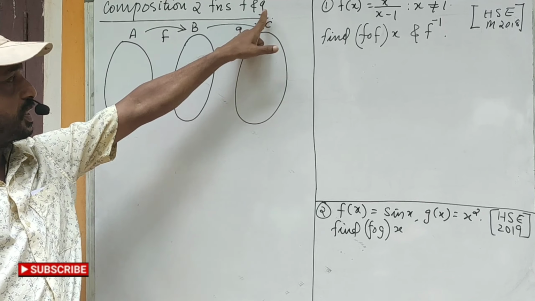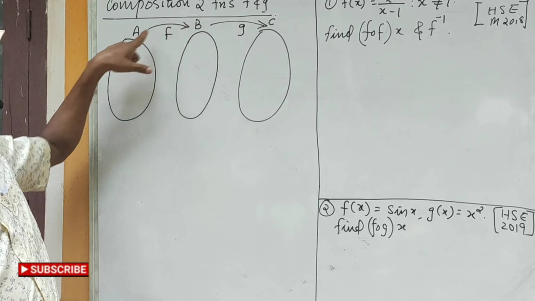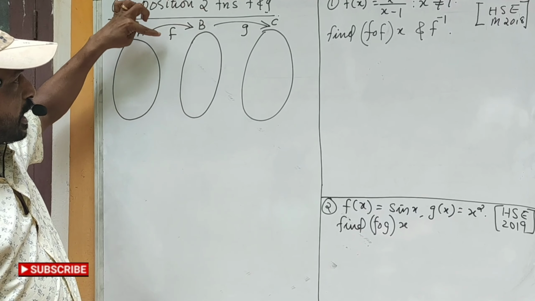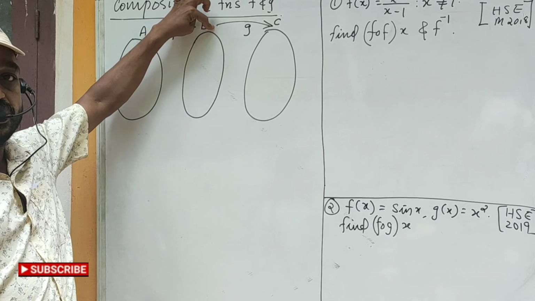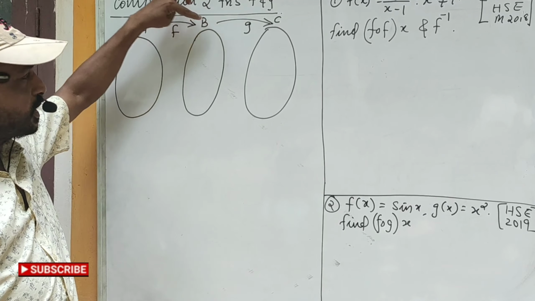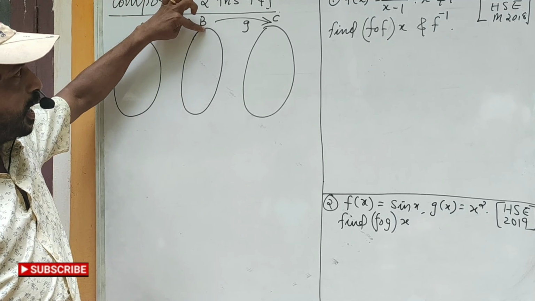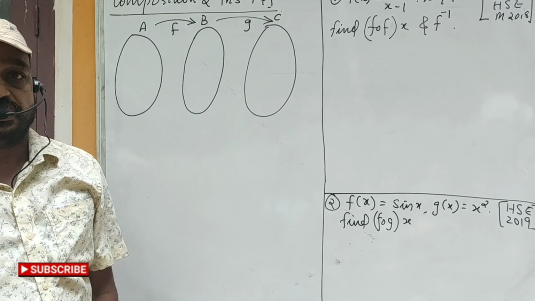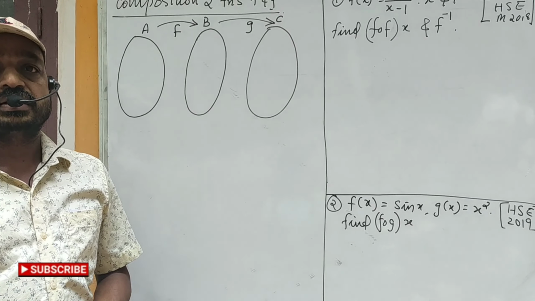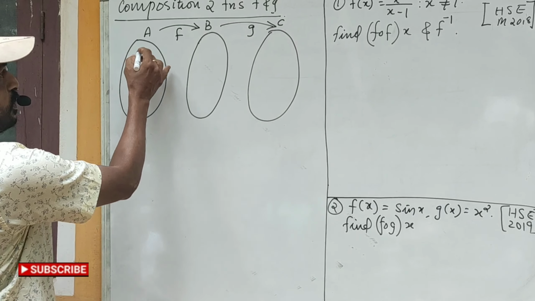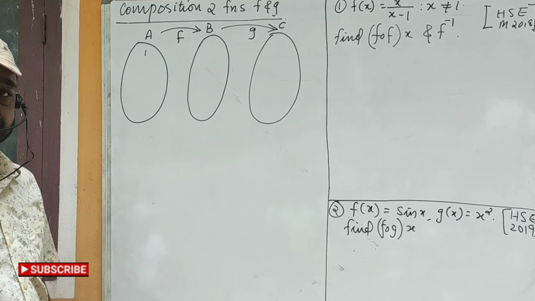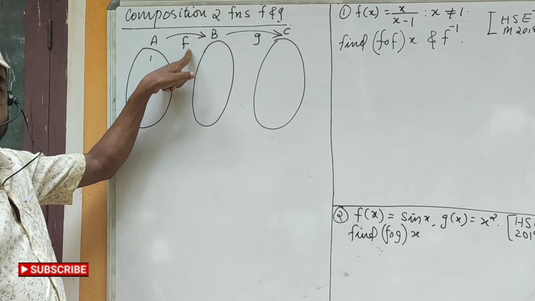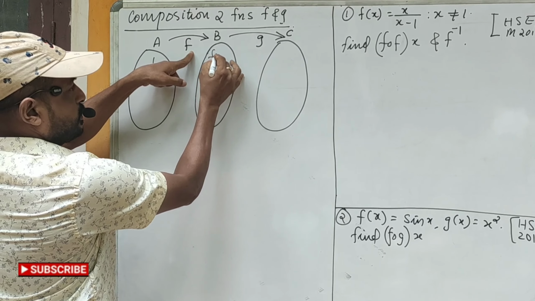Now listen here. We are given three sets A, B and C. We assume that f is a function from A to B. You know what is meant by a function. f is a function from A to B and g is a function from B to C. Suppose 1 is an element of A. What is the image of 1 under this function f? It will be f of 1.